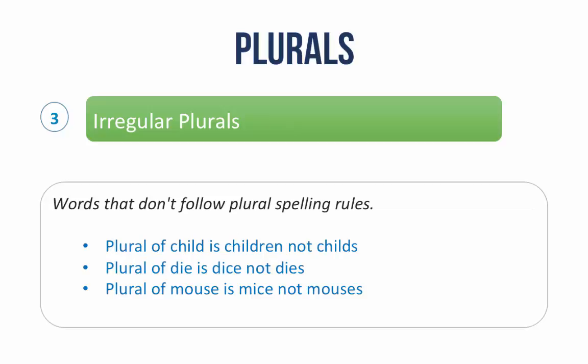Words that don't follow plural spelling rules. Some examples are plural of child is children, not childs. Plural of die is dice, not dies. Plural of mouse is mice, not mouses.